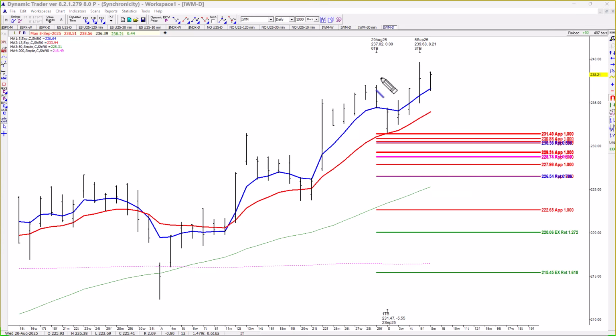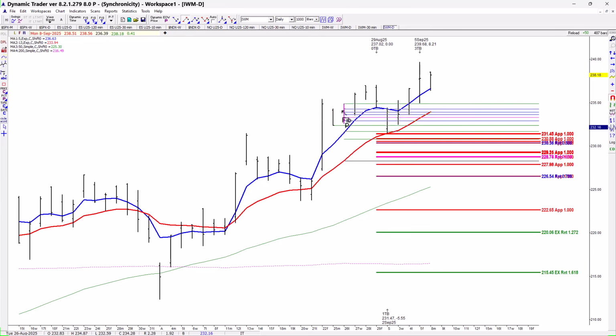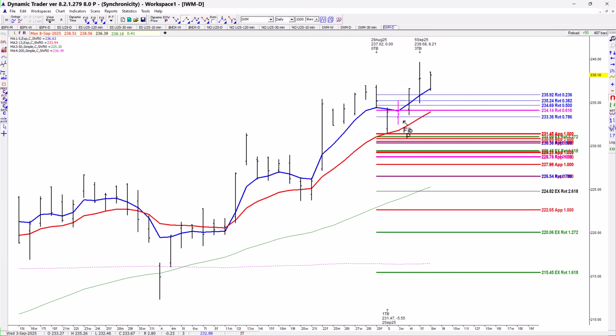And then there's one extension I can run. It's from this low to this high, extended. Let's see where that comes in. Okay, so this is just the two-pointed tool. Click on the low, click on the high. Okay, that actually gives you a 1272 that was a little bit underneath it.